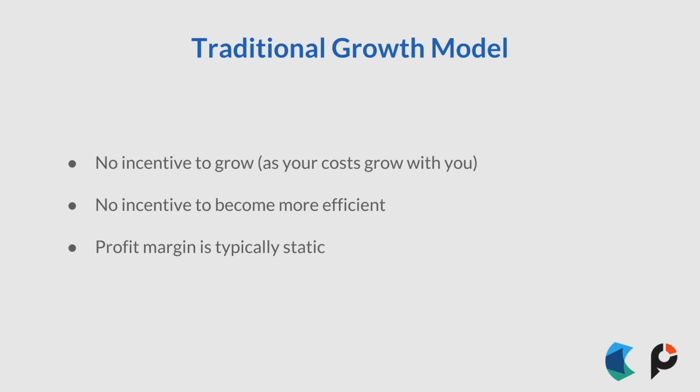In the traditional growth model, there was no incentive to grow, as your costs grow with you, because it was based on hiring more staff, which meant costs go up. That's not what we want. There's also no incentive to be more efficient, because if we did things faster, it meant we were getting paid less, and our profit margins were typically static. To add to that, I saw a great tweet from thought leader Tim Hoopman the other day that said, "Charging by the hour punishes me for being good." Right, and that encapsulates this whole webinar very well. I completely agree. It's penalising us for doing good work.